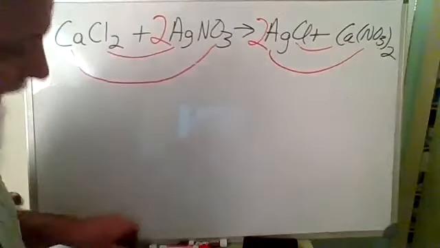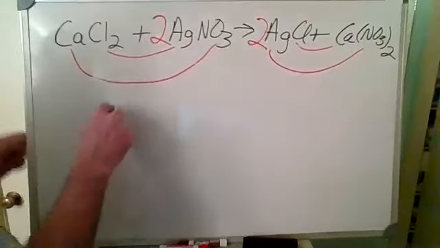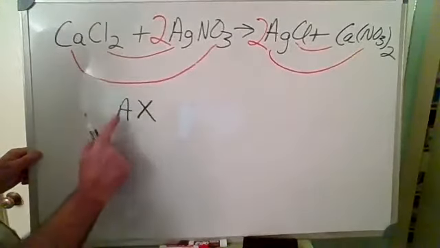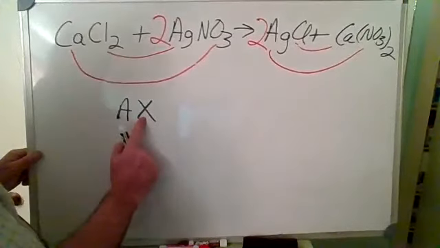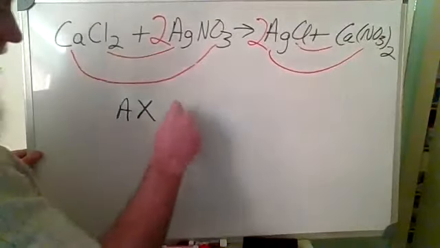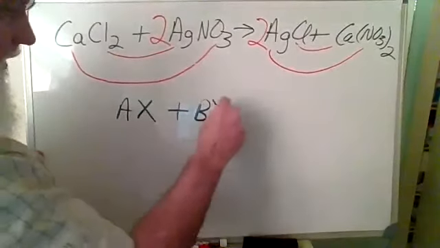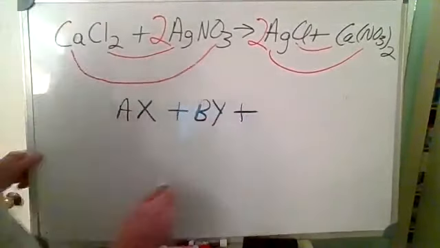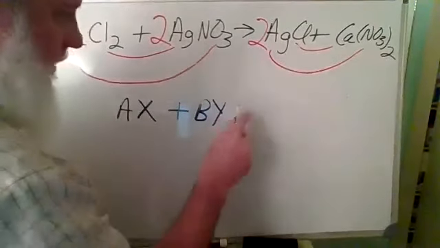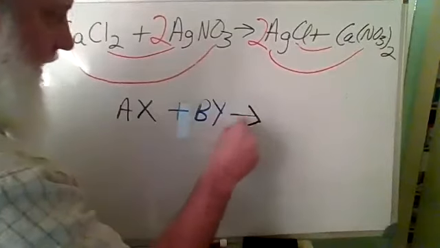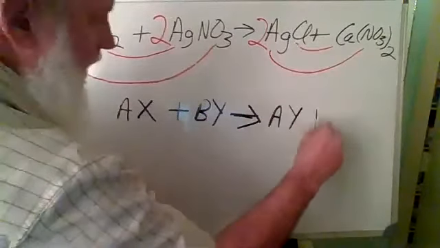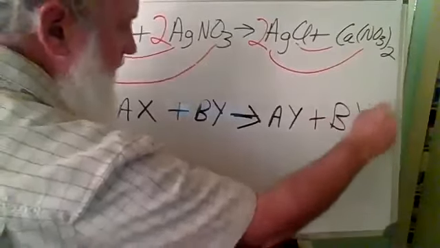So how can I write a general format? AX, remember, the lower letters are the metals. The higher letters in the alphabet are the anions. So AX plus BY, need an arrow there, gives me AY plus BX.